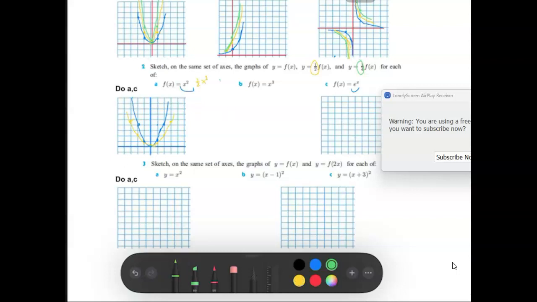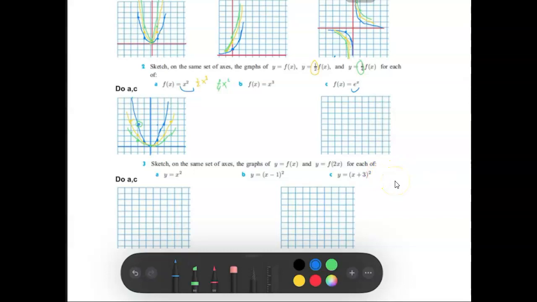Okay, and then the next one would be 1/4 x squared. So for 1/4 x squared, every point will be 1/4 as far from the x-axis. So this is going to be here. Since the original blue point is 4 away, the green point is going to be 1 away. And this would be about 2.5. Something like that. Okay, so it's a shorter function.